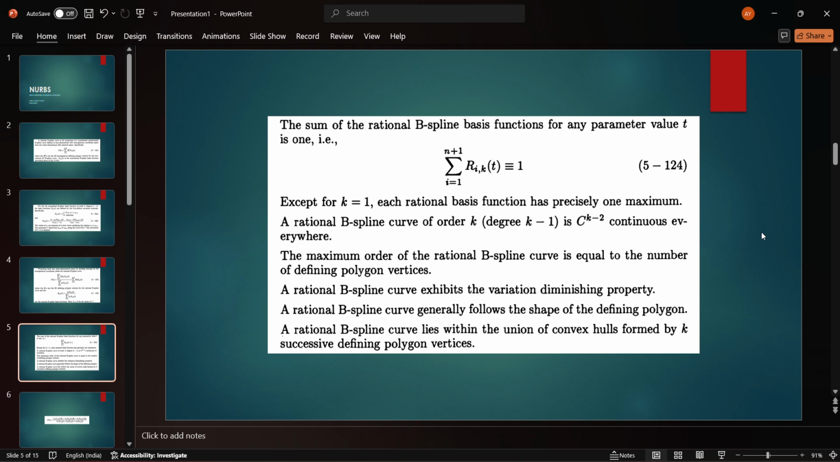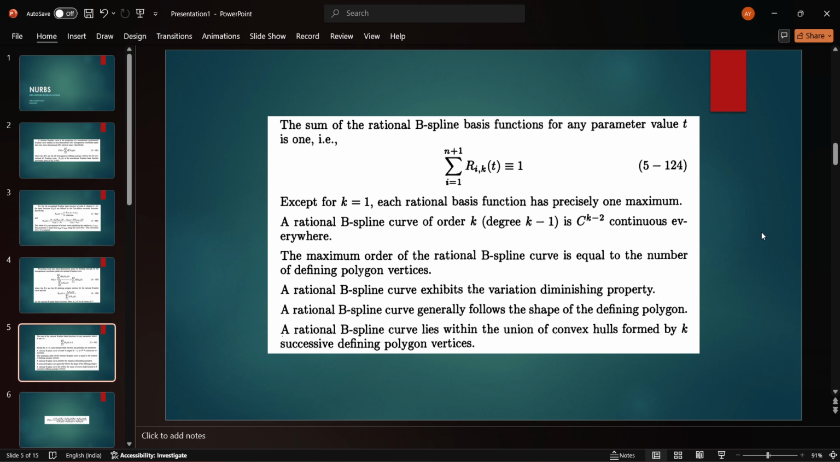Here we have some properties of the rational B-spline curves. The sum of the rational B-spline basis functions for any parameter value t is 1, that is, the summation i equal to 1 to n plus 1 of Ri,k(t) is equal to 1. Except for k equal to 1, each rational B-spline basis function has precisely one maximum. A rational B-spline curve of order k, where the degree would be k minus 1, is C^(k-2) continuous everywhere.